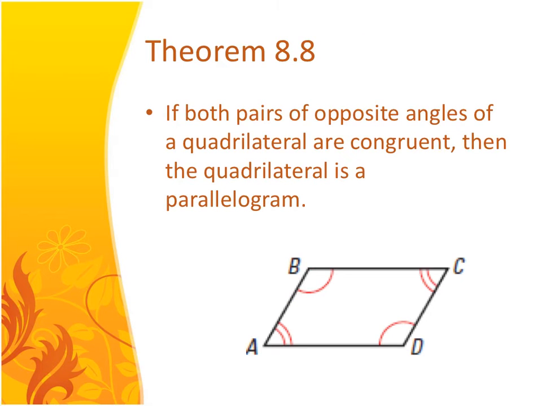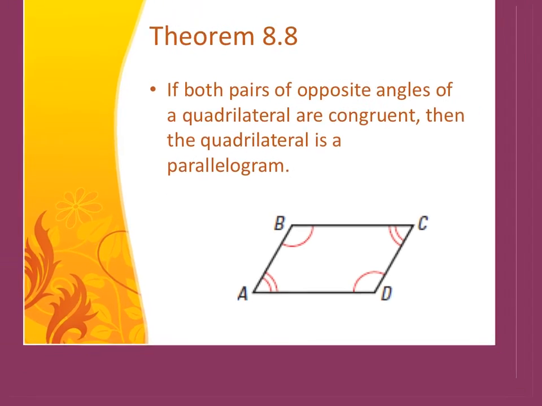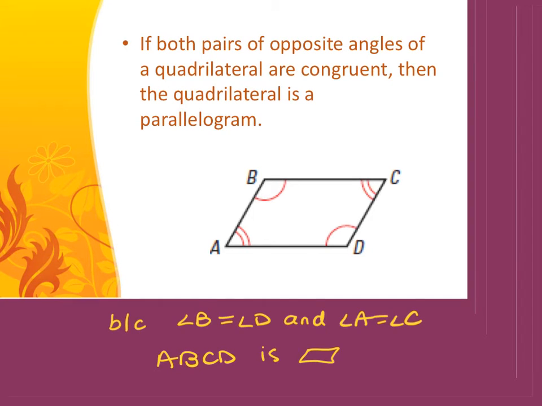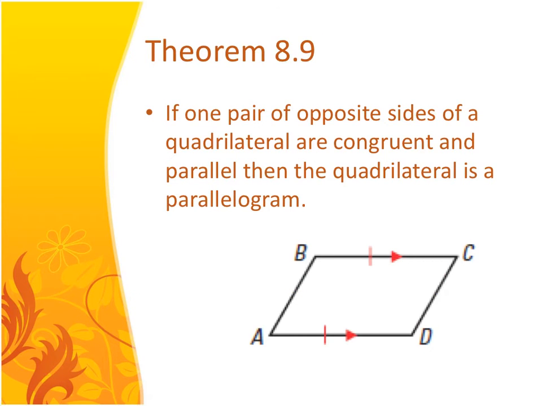All right, next one is if both pairs of opposite angles are congruent, then the quadrilateral is a parallelogram. So for this one, because angle B is equal to angle D and angle A is equal to angle C, ABCD is a parallelogram. Okay, next one. If one pair of opposite sides is both parallel and congruent. So instead of both pairs of opposite sides having to be parallel or congruent, if the same side is marked as parallel and congruent, then it's also a parallelogram.